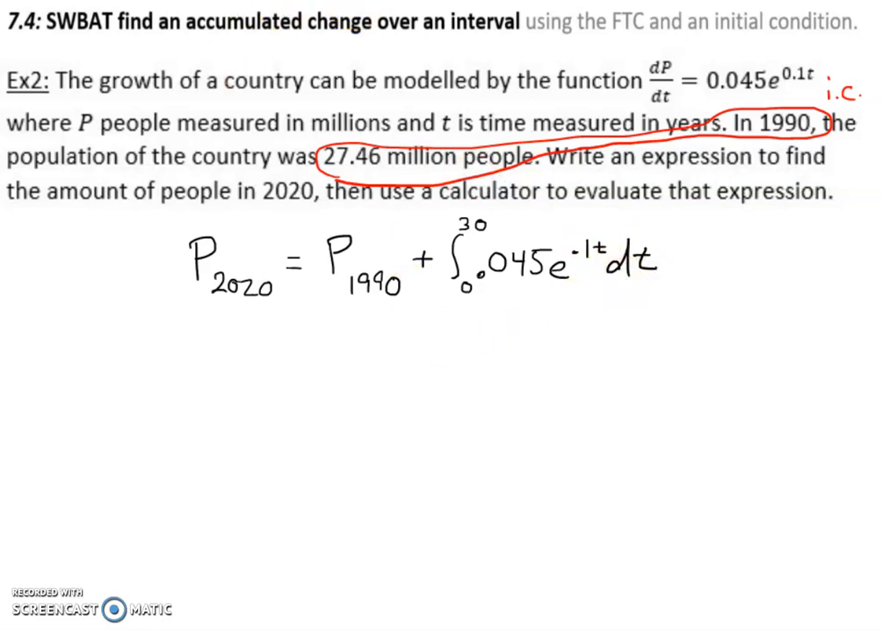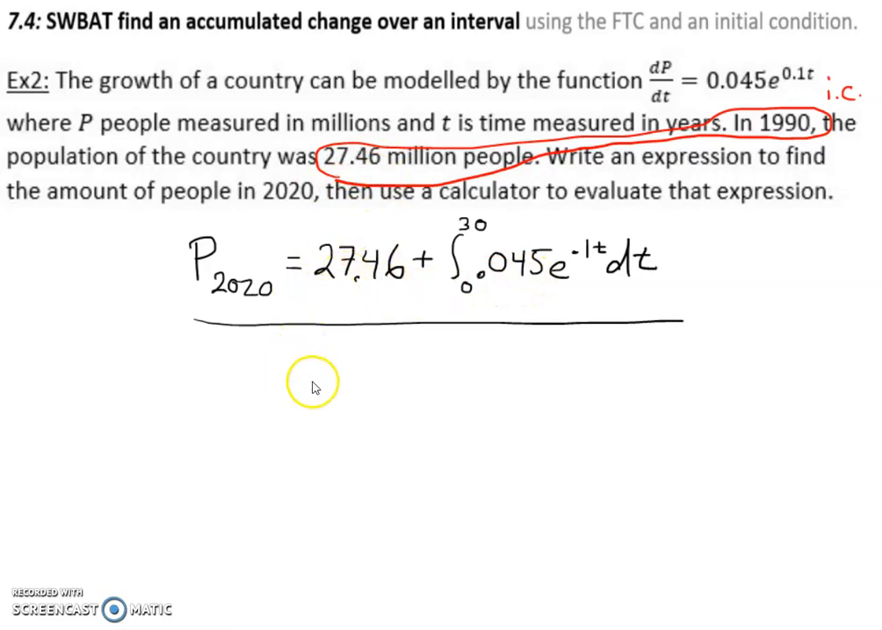I'm going to make this a little bit better. I could rewrite it, and sorry if you already did this, but I'm going to write that actual number there. So the population in 1990 was 27.46 million. So this is the expression that it asks for. The population in 2020 is going to be 27.46 plus whatever is accumulated from 0 to 30 of this function.